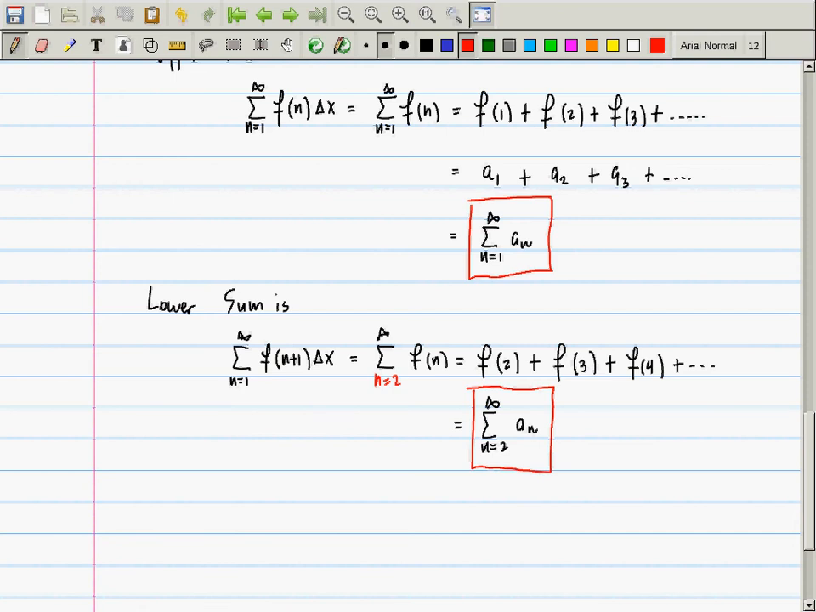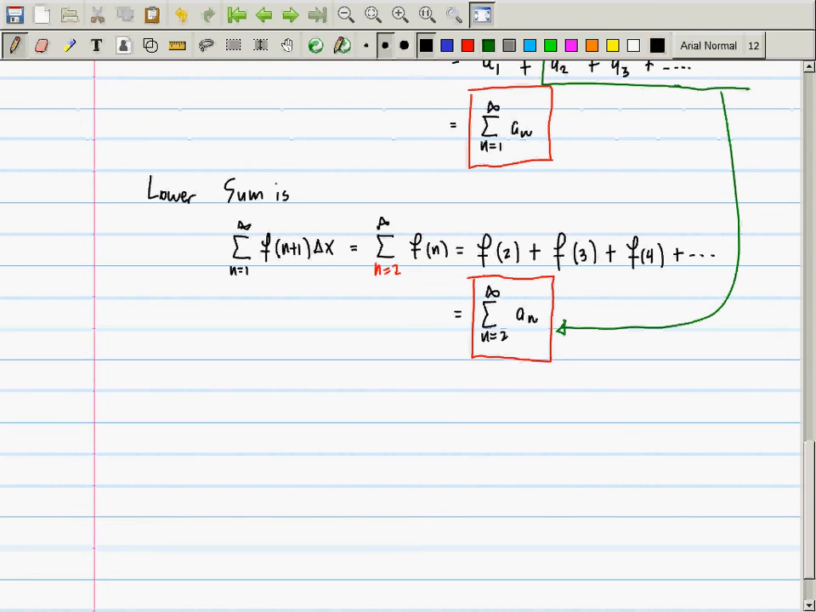Right? So this infinite box is this sum. And so what's the difference between these two sums? The area of the first rectangle. Now, what this is saying is that the sum from n is 2 to infinity of an is less than or equal to the integral from 1 to infinity of f of x dx, which is less than or equal to the sum from n is 1 to infinity of an. Okay, because the lower sum is less than the integral, which is less than the upper sum.